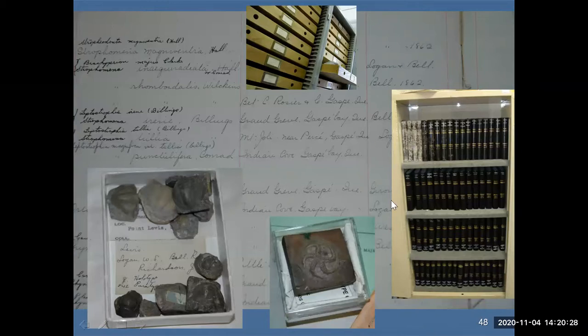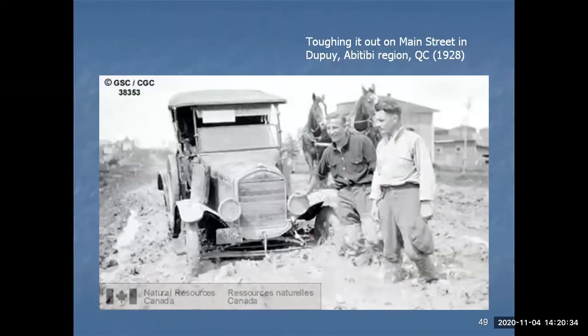And she started it. So these are some of my favorite fossils that Alice Wilson was responsible for. In addition, in the 1930s, we didn't have a lot of funding. The Depression was on. There wasn't a lot of field mapping going on because of the Depression, but we still got people out.